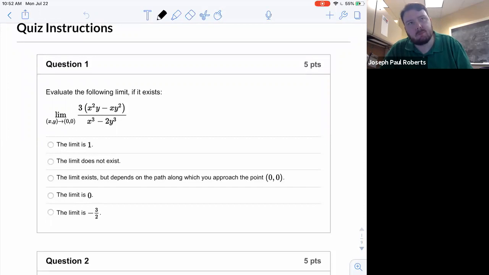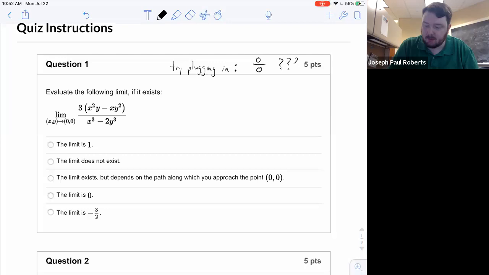So remember, you want to make sure that bad behavior is possible before you start trying anything tricky. And so if you try plugging in, you're going to get 0 over 0, of course, which remember, we don't know anything about. Probably back from Calc 2, you learned about L'Hopital's rule and indeterminate forms. There's no such thing as a multivariable version of L'Hopital's rule, so we won't really be ever using that, but hopefully you do remember that 0 over 0 could be anything.